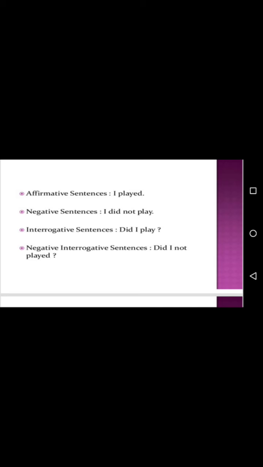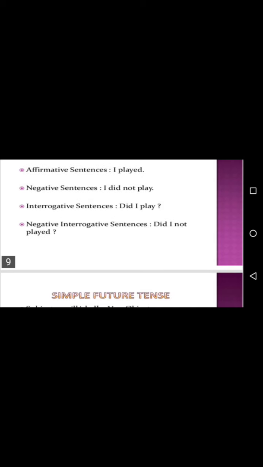In negative and interrogative sentences, we have to keep in mind that we will be using did as the helping verb, along with V1, in simple past tense. Remember this. This is very, very important. So negative: I did not play. Interrogative: did I play? And negative interrogative: did I not play? I'm sorry, what is shown on the screen is wrong. This should be did I not play. It shouldn't be played. Okay, so please correct it.